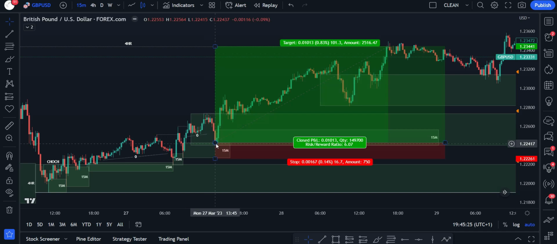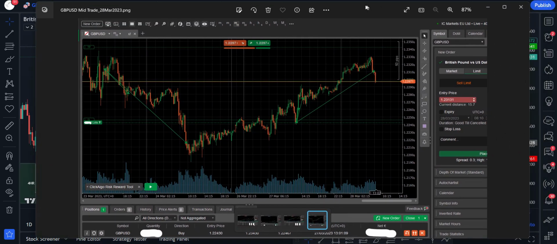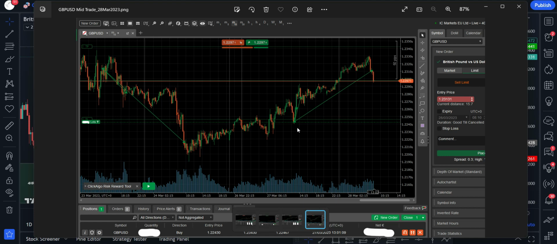Yeah, this is where we were. That's where we tapped in, and I was targeting the 4 hour high, and price eventually got there. So just very quickly to show that trade. So this is when I was in the trade.